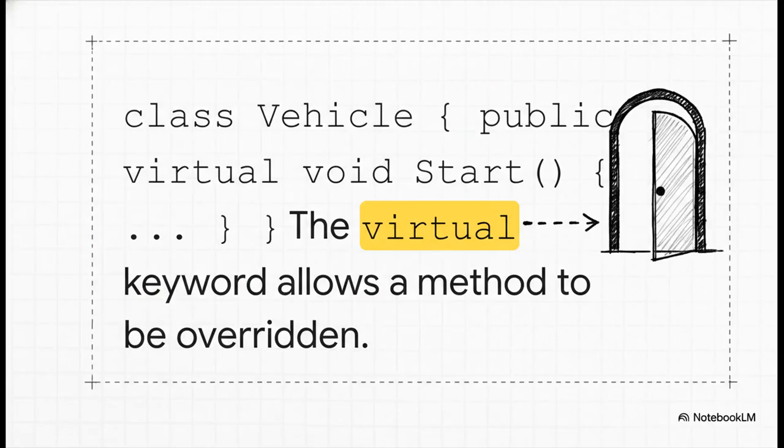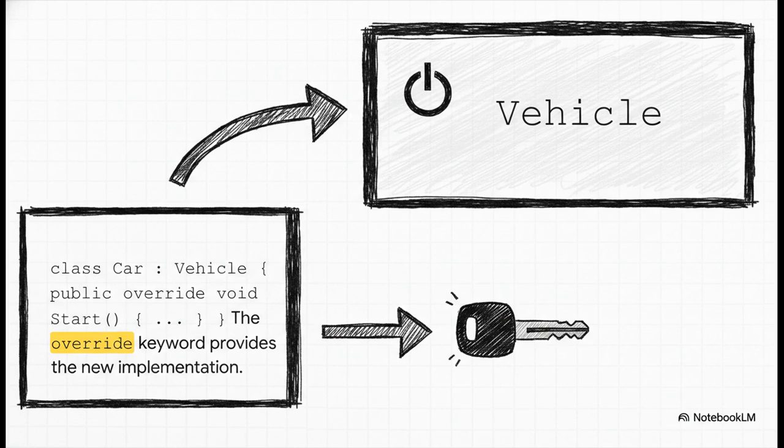So let's imagine a base class called Vehicle. It has a Start method. But we all know that different vehicles start in totally different ways, right? So by marking that method as virtual, we're basically putting up a sign that says, hey, any class that inherits from me is welcome to provide its own version of this method if it wants. Okay, so now when we create our Car class, which of course inherits from Vehicle, we use the override keyword. This tells C# loud and clear that we are intentionally providing a new, specific implementation for that Start method, maybe one that talks about turning a key in the ignition.